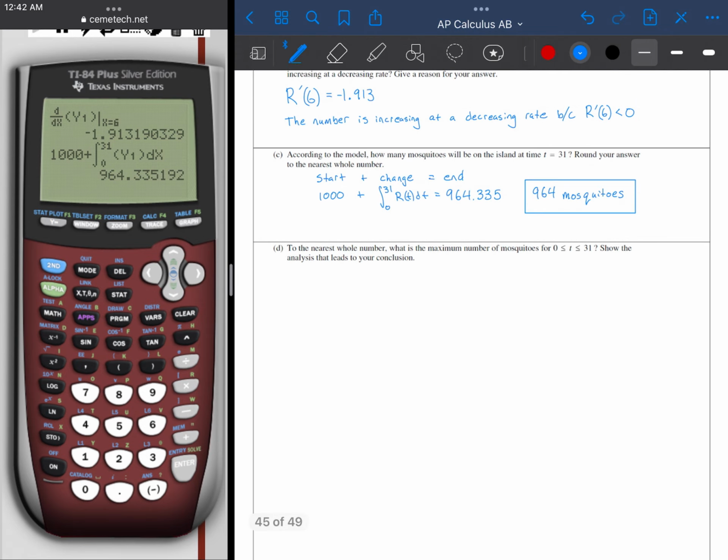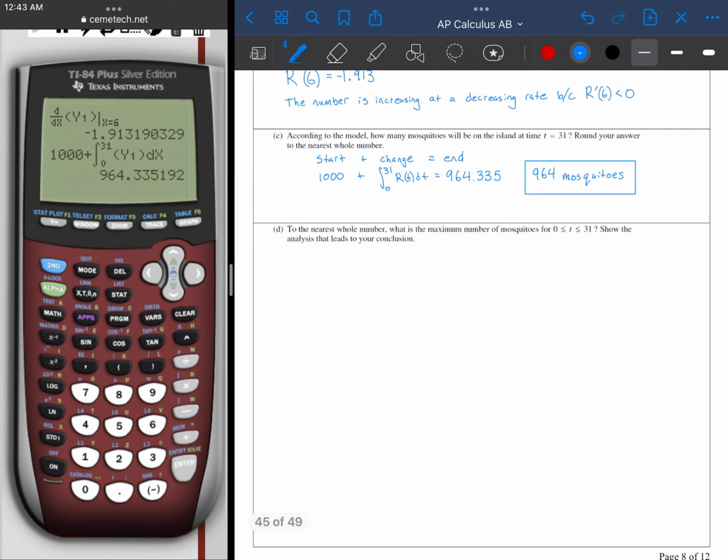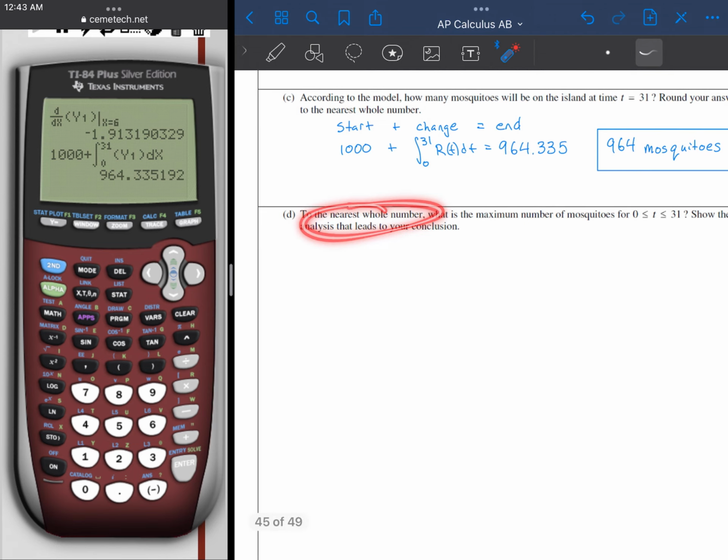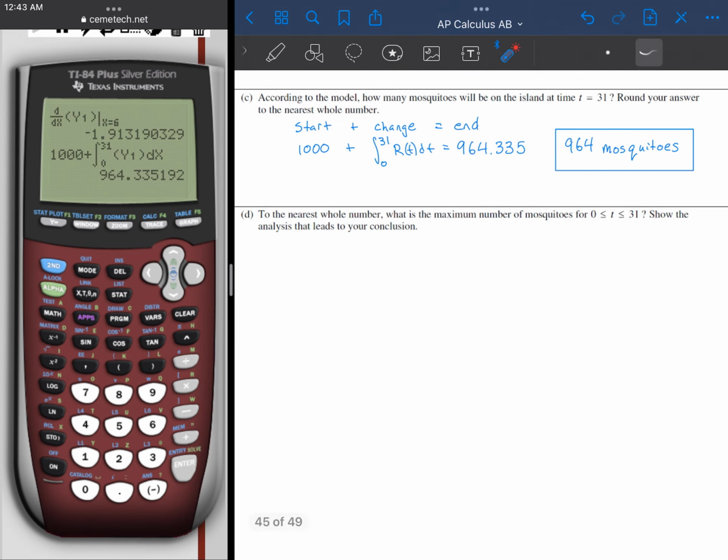Oh, wow, we're already on part D. Calculator questions go so fast. To the nearest whole number, okay, that's going to probably come back to bite us. Will we remember to do the nearest whole number? This is going to be the piece that we'll forget.